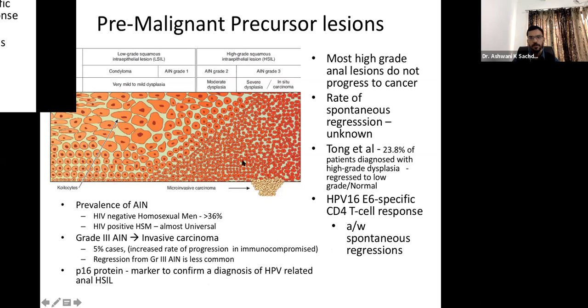So, high grade dysplasia progresses to invasive carcinoma in about 5% of the cases, and regression is unknown, but in one study they found about 23% regressing to lower grades. P16 is one of the markers which is helpful in detecting HPV related anal cancers.